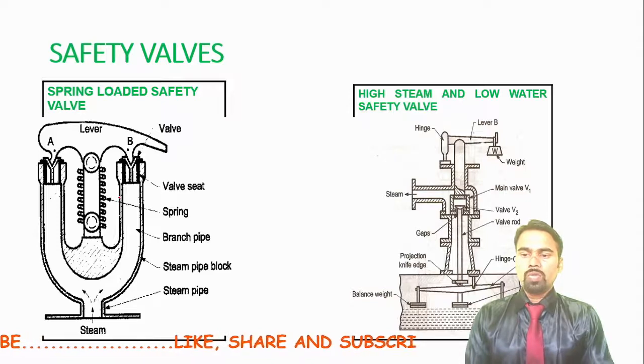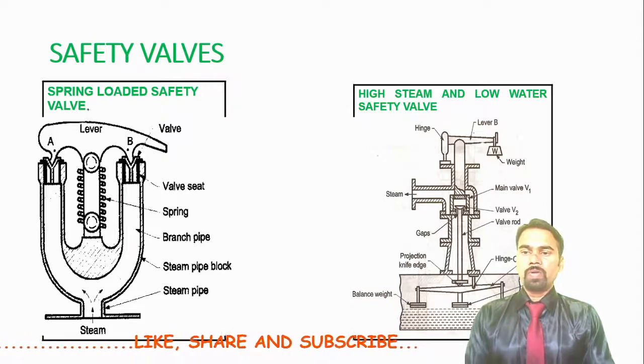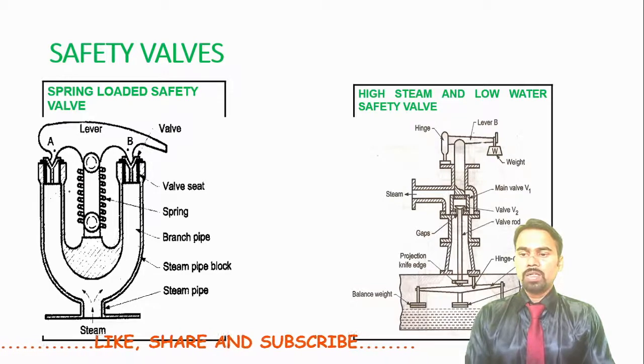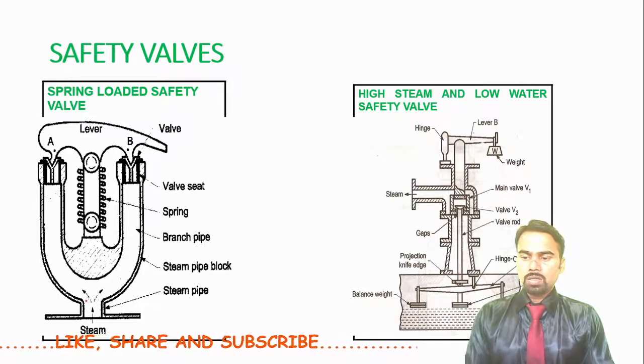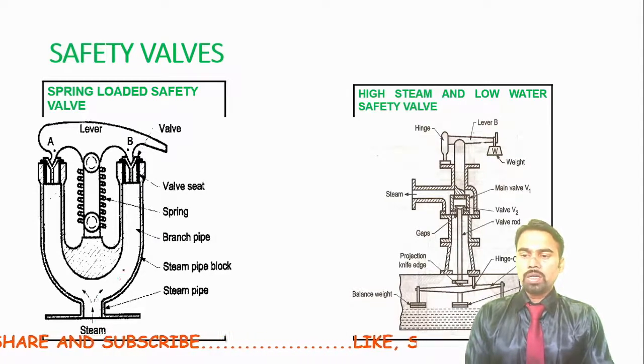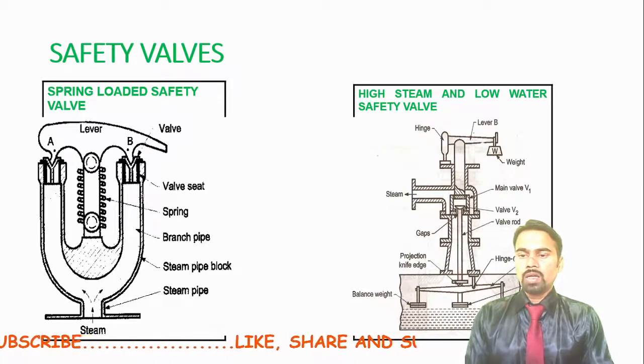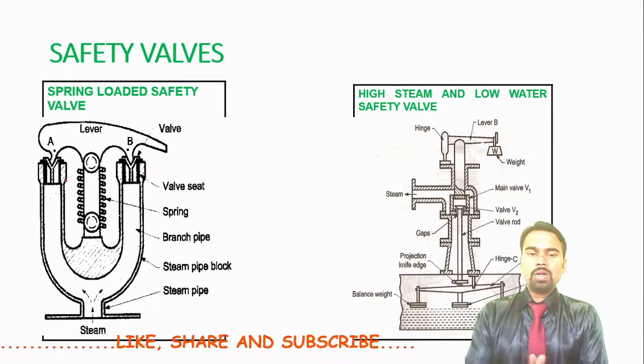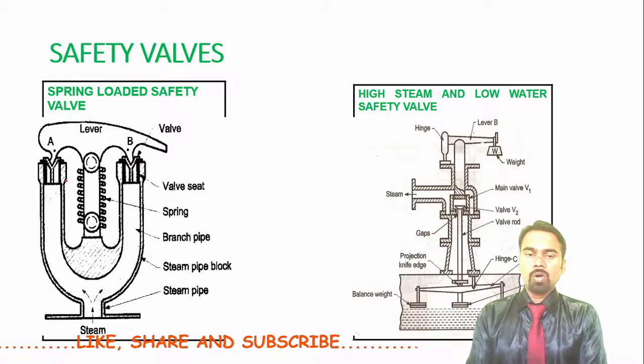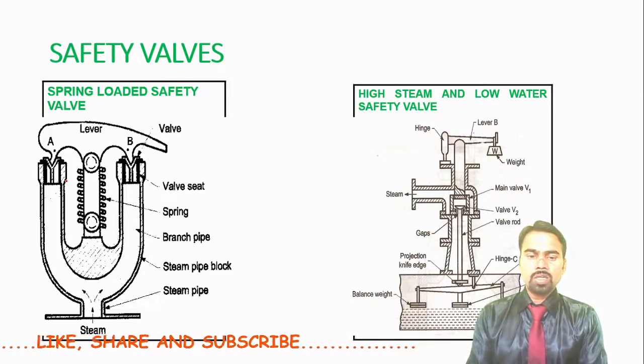You can see in this diagram, this is also one type of safety valve, the spring loaded safety valve. Here a spring is used. This portion is in contact with the steam portion of the boiler. As the pressure increases, this lever may try to lift in the upward direction, and the excessive steam pressure will be released into the atmosphere. In this way it maintains the steam pressure inside the boiler shell. So the safety valve is important.